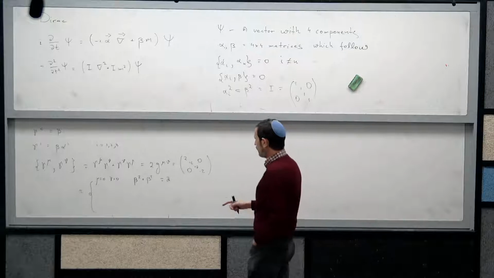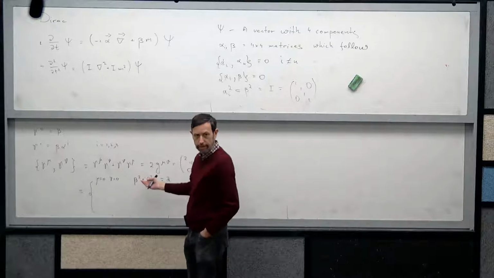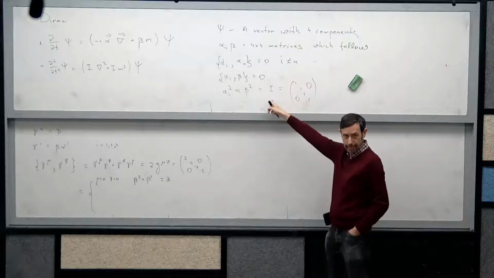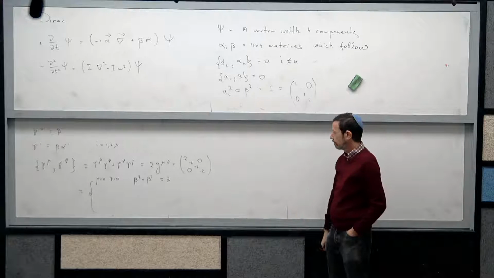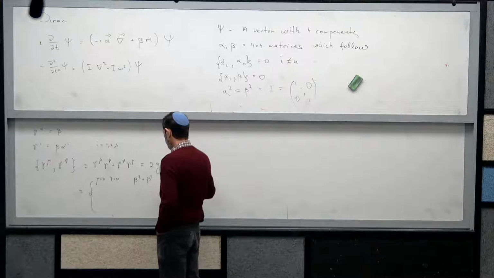Because if both of them are 0, we have gamma 0 squared. Gamma 0 squared is beta squared. Beta squared. Wouldn't that be a matrix with 2 on the diagonal?